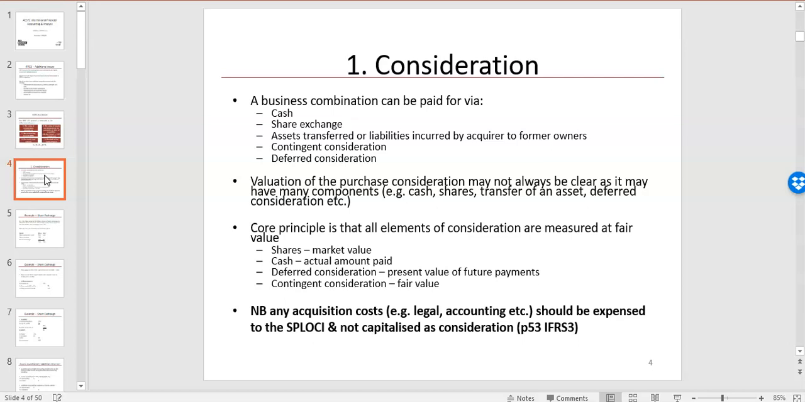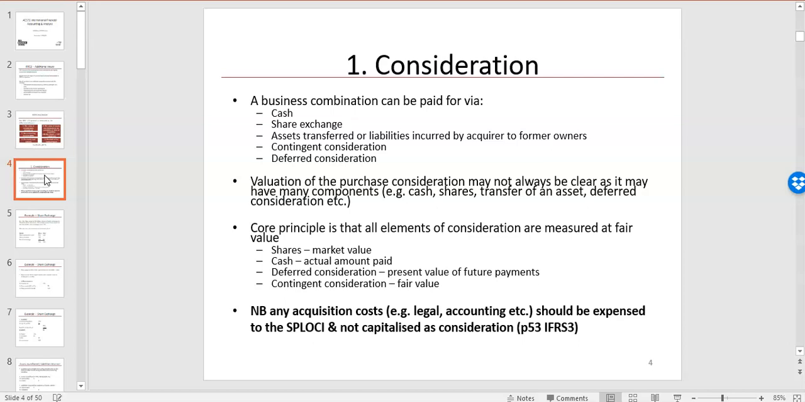You can transfer assets, so swapping assets as part of the consideration, or take on liabilities from the former owners as part of consideration. You might look at contingent consideration, where a future payment as part of the deal is contingent on something happening. You'll often see that in football deals. You might get a contingent consideration where a football player is transferred and there might be an extra 5 million if he plays 12 matches in the Premiership, or if he wins the Champions League, another 5 million is paid. That's called contingent consideration. It's not guaranteed, it's contingent on something happening.